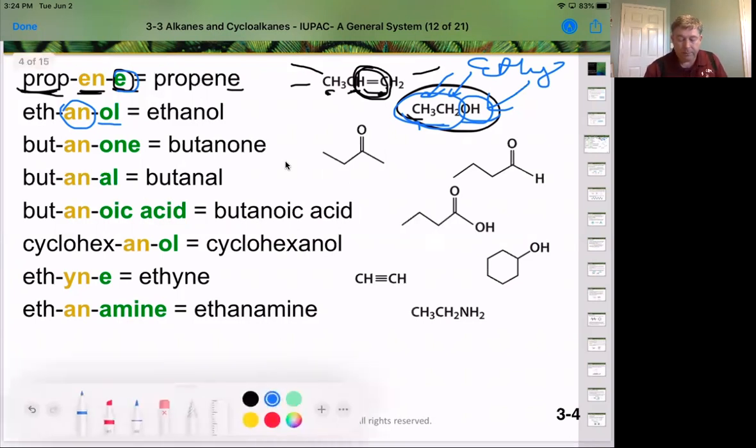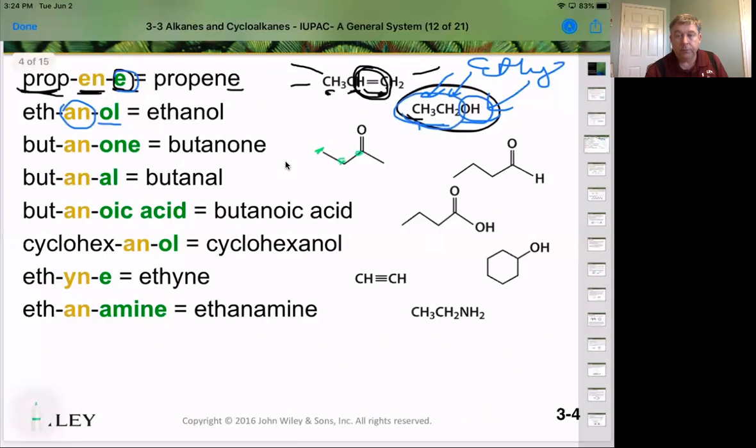And we have for this one, 1, 2, 3, 4 carbons. So that's going to give us "but" for the 4 carbons right here. We have no carbon-carbon double bonds, so that gives us an "an" like an alkane, but we have a carbonyl here. And this carbonyl has a carbon bonded to this side and a carbon bonded to this side, which turns it into a ketone. That's one of the functional groups we talked about on the last set of slides. And so we have "one" at the end.